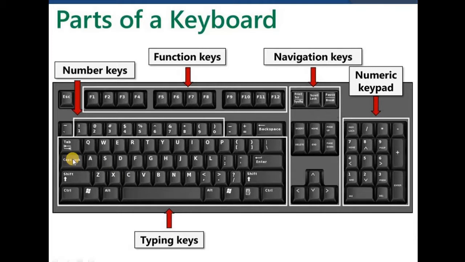So the moment you press the Caps Lock button, a small light will come on, and you can see that capital letters are on, and you can start typing. If you want to change it, again press the Caps Lock button, it will be off, and we can type with small letters.